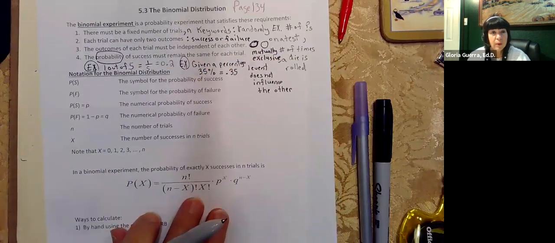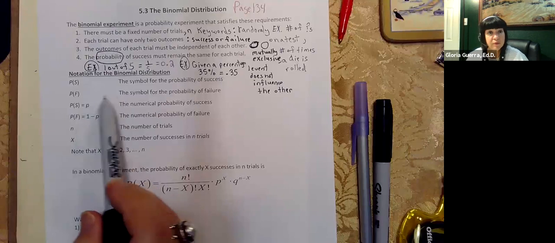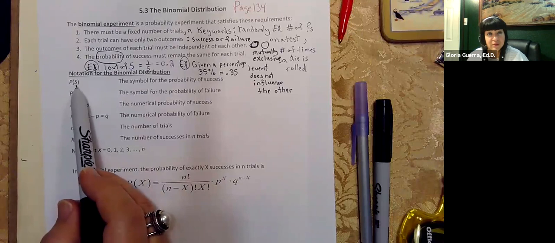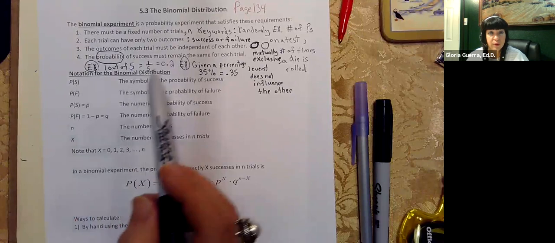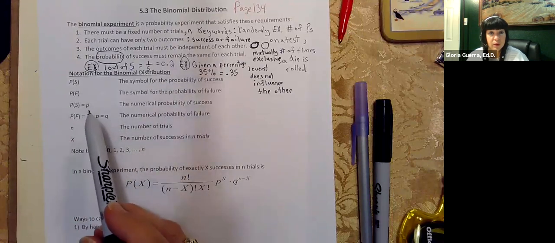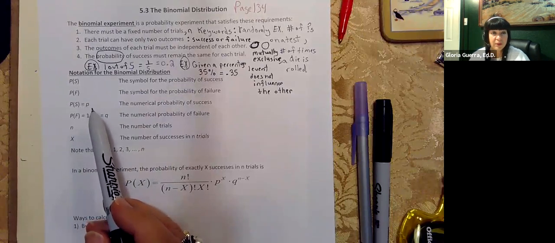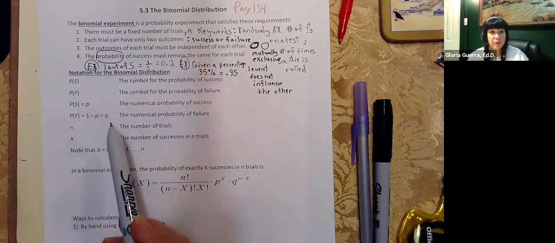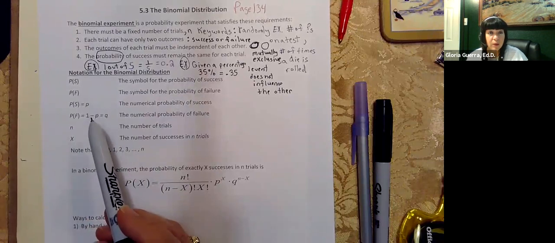Now, there's lots of notation to be familiar with, notation for the binomial distribution. I like how they have the symbol and then the description. So this is the symbol for the probability of success. This is the symbol for the probability of failure. We mentioned that over here, 2 outcomes, success and failure. This is the numerical probability of success. They call that little p. Capital P stands for probability, so they use little p. And then the numerical probability of failure, 1 minus p.